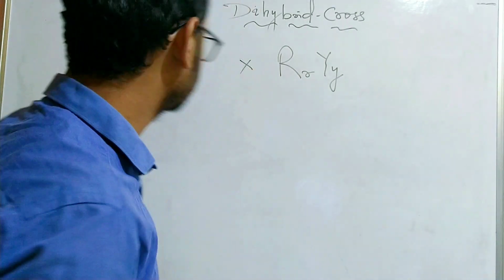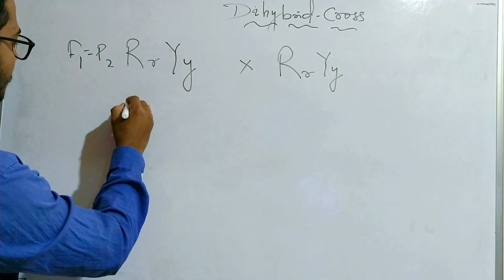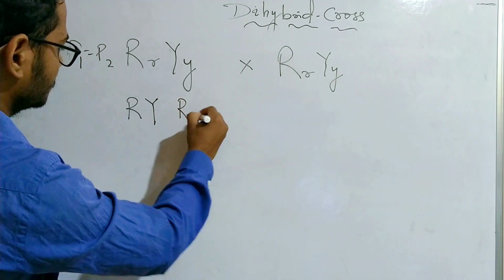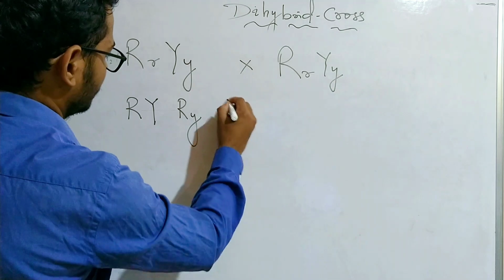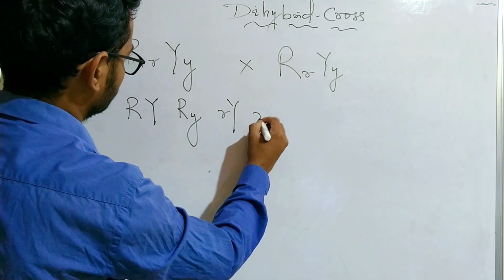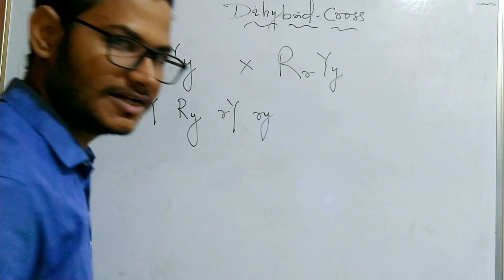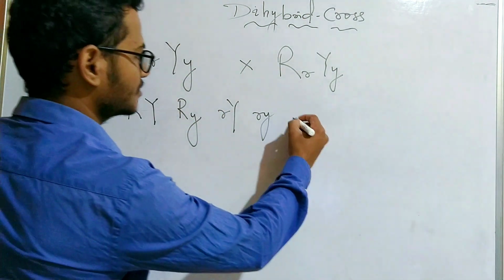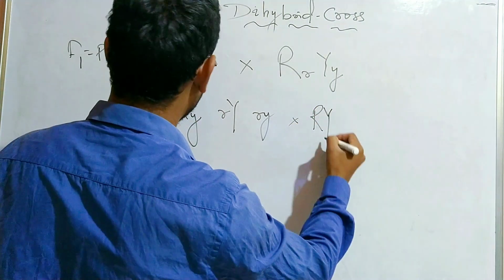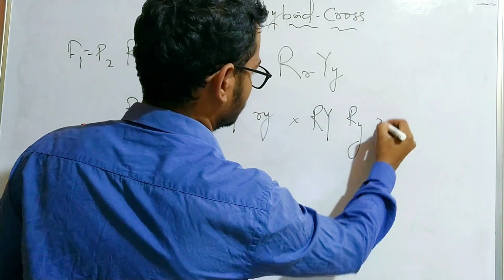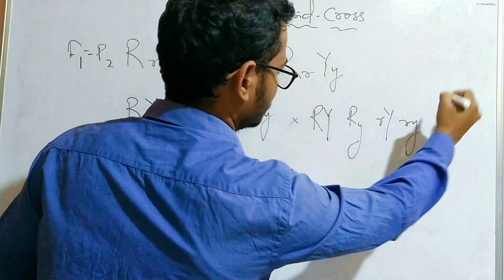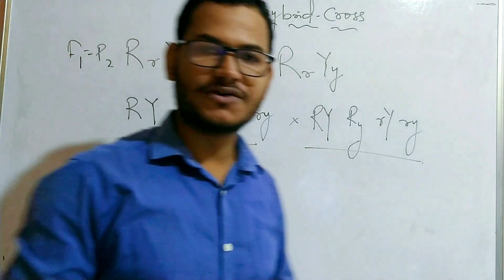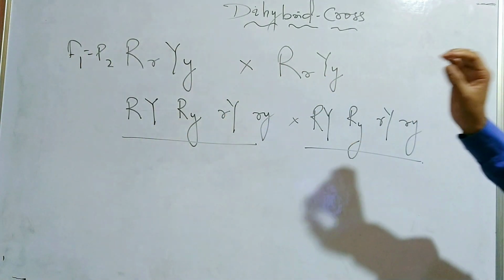Four different types of gametes we can find from here: capital R capital Y, capital R small y, small r capital Y, or small r small y. These are the four different types of gametes we will find from this parent. Likewise, the other parent has the same condition: capital R capital Y, capital R small y, small r capital Y, small r small y. So these are the four different types of gametes we can obtain from these F1 plants.